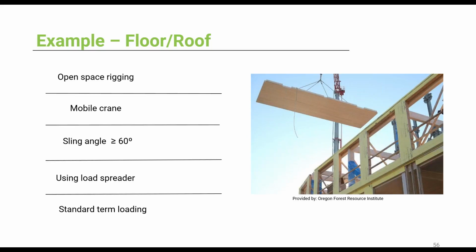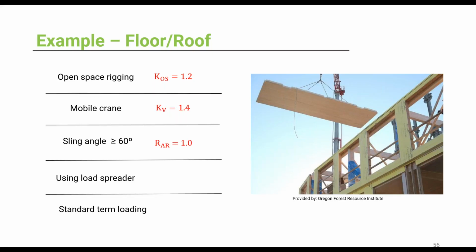And to make this example simple, we already know the site conditions. So we know that we're rigging in an open space. So our KOS, which is our optional safety factor, is 1.2. We're going to use a mobile crane, so our dynamic acceleration factor is 1.4.